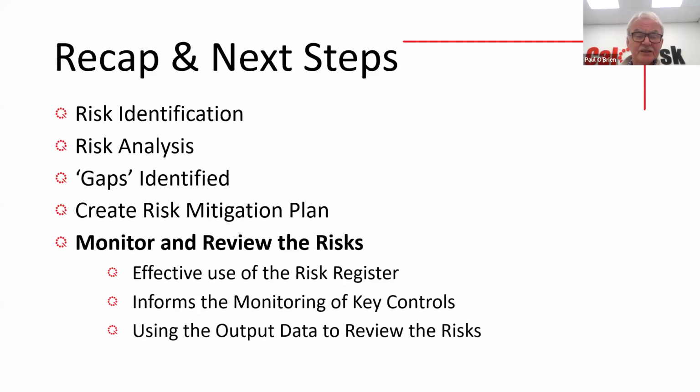And we're talking about two things here with the review process. So you've got the existing key controls, you've got the existing mitigants, and you're monitoring those to make sure that they are and remain effective. We'll talk a little bit about that. And then we're using the output data from the monitors to review the risks when they're talking about existing control.